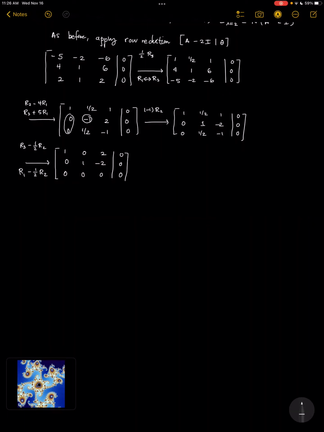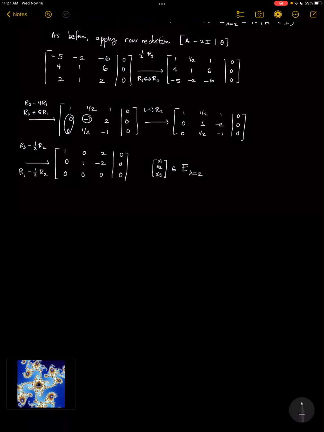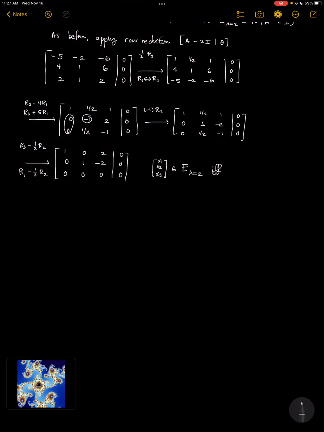Well, what does that mean? Well, now it's time to interpret this row reduced echelon form of the matrix, and to say that a vector x1, x2, x3 belongs to the eigenspace associated with the eigenvalue 2 if and only if we have this system of equations. x1 plus 2x3 is equal to 0, and x2 minus 2x3 is equal to 0. Equivalently, we get that x1 is equal to negative 2x3, and x2 is equal to 2x3.